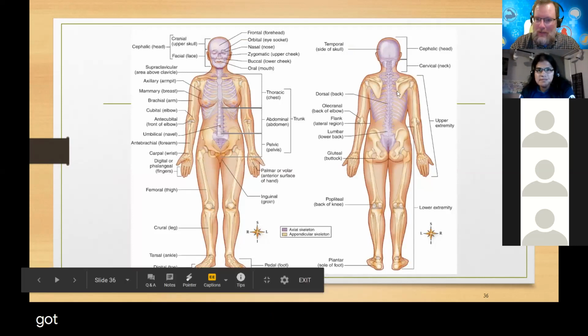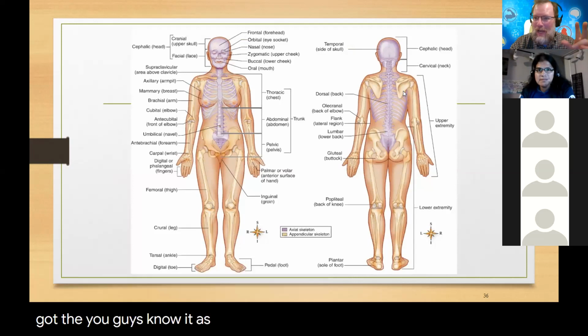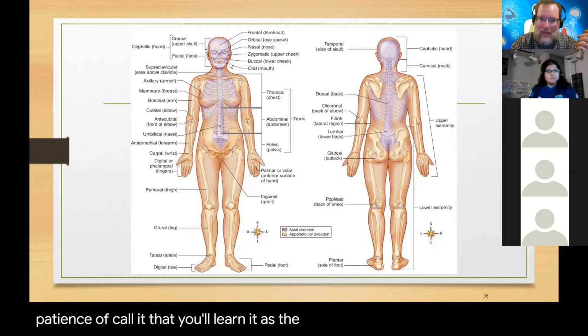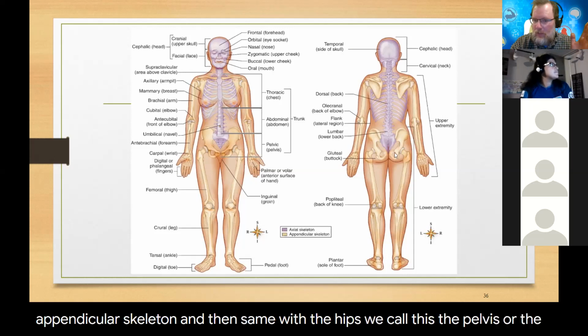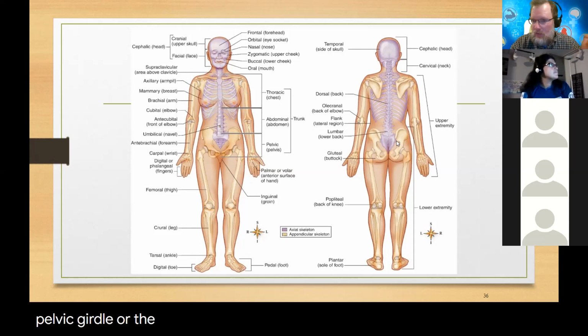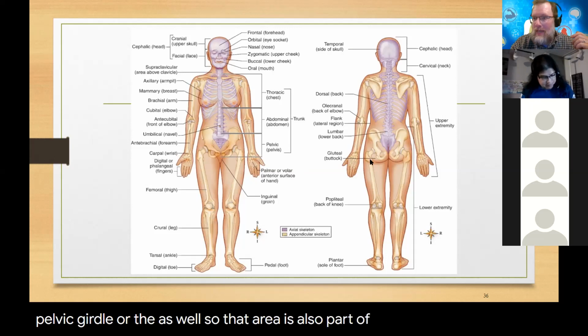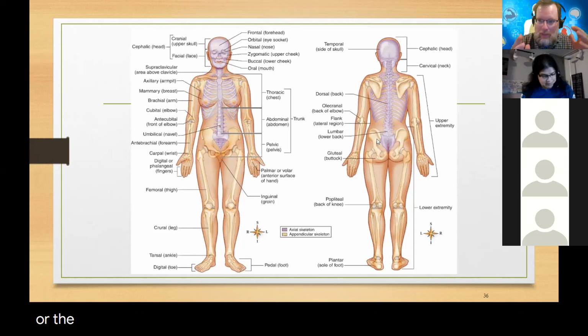And then we've got what you guys know as your collarbone and your shoulder blade, or your patients will call it that. You'll learn it as the clavicle and the scapula. So your collarbone and shoulder blade are actually part of the appendages, or the appendicular skeleton. Same with the hips. We call this the pelvis or the pelvic girdle, or the hips, or the coxal region as well.